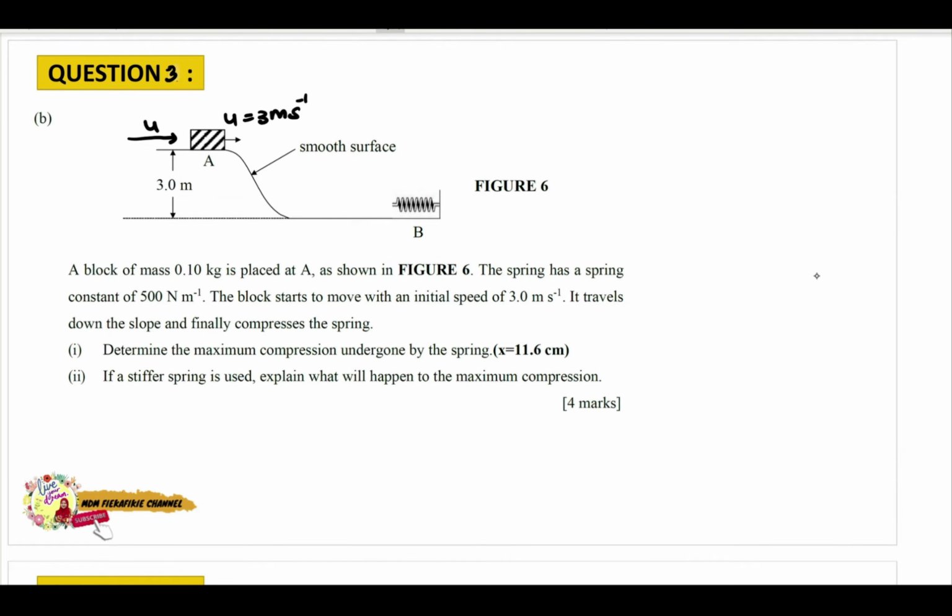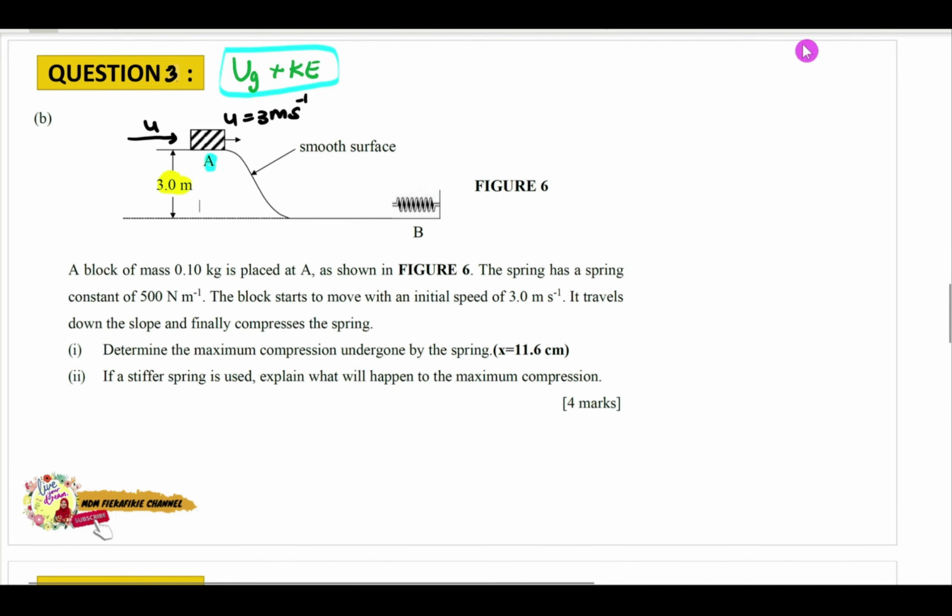Alright, and then the height. When the object is at a certain height, means that the object has gravitational potential energy. So dia ada UG. UG tu dia ada gravitational potential energy masa dia dekat point A. Okay, and then dia bergerak dengan initial velocity, so maknanya dia ada kinetic energy. Ini cerita masa dekat point A, energy yang dia ada.